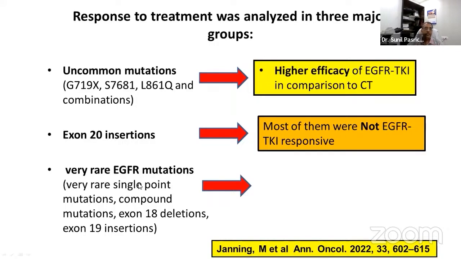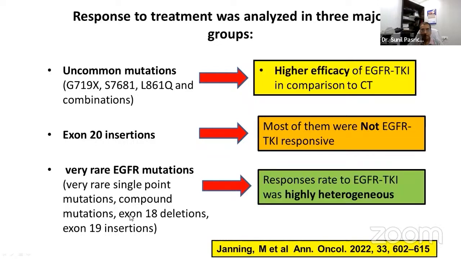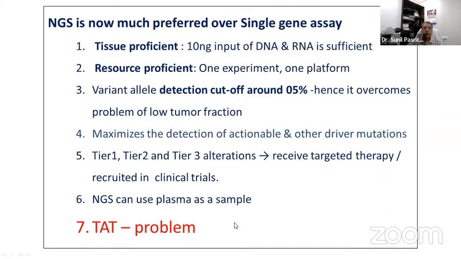And very rare EGFR mutations, like very rare single point mutations, compound mutations, or exon 18 deletions or 19 insertions. The response rate to the EGFR TKIs was very heterogeneous because the study population in the various categories was very small. So we know that these mutations are quite often missed in the PCR. So NGS is now much preferred over the single gene assay as a testing modality.